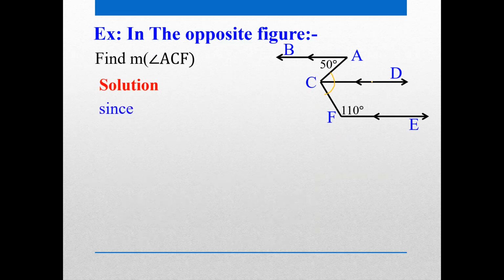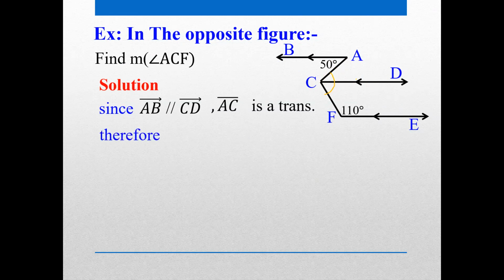We have angle BAC 50 degrees. It's a given. What's the relation between angle BAC and angle ACD? Sure, alternate angles. Why? Because BA is parallel to CD. So since BA is parallel to CD and AC is a transversal, angle A equals angle ACD equals 50 degrees.